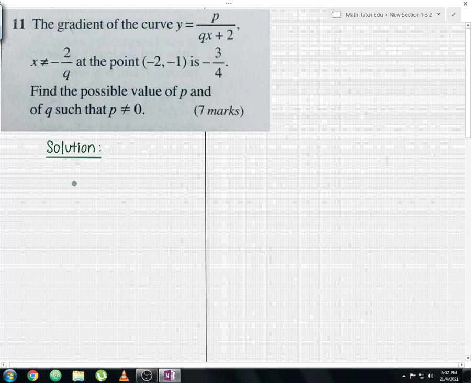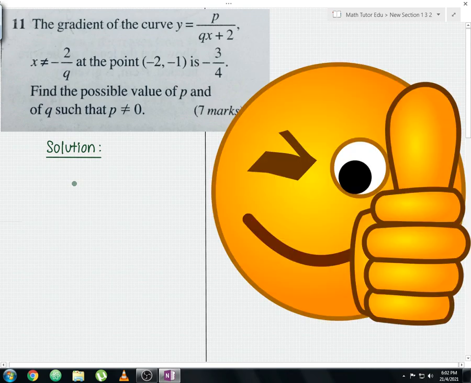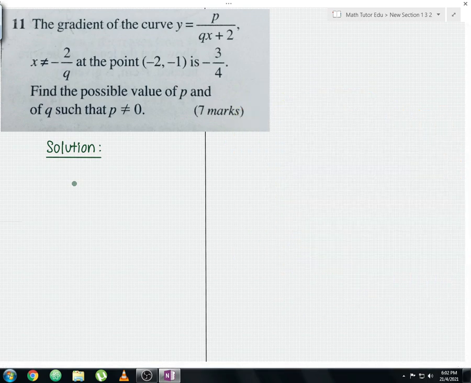So I hope that you will attempt this question in the future. If you could manage to solve this question, a big thumbs up to you guys. But if you can't solve this question, no worries, I'm going to show you the step-by-step working and the solutions. So without further delay, let us start to solve this question.